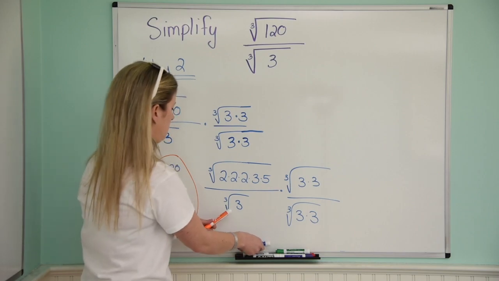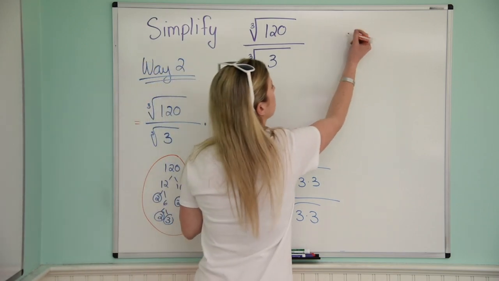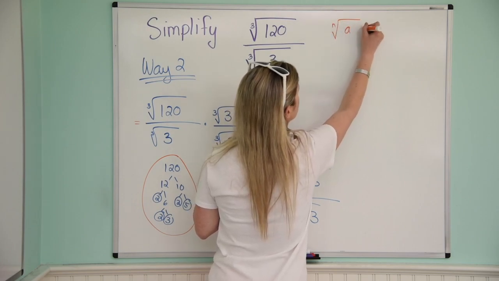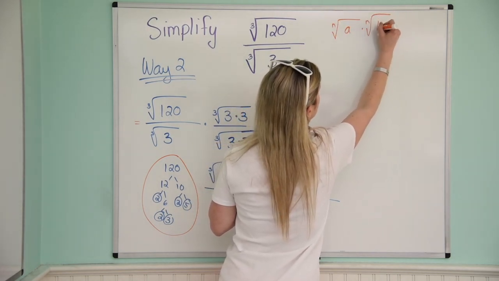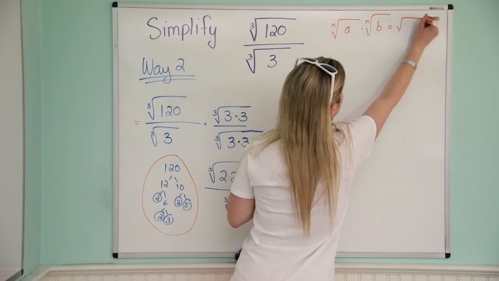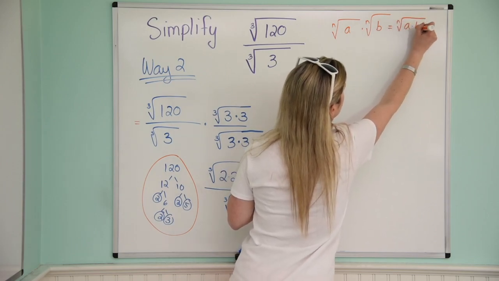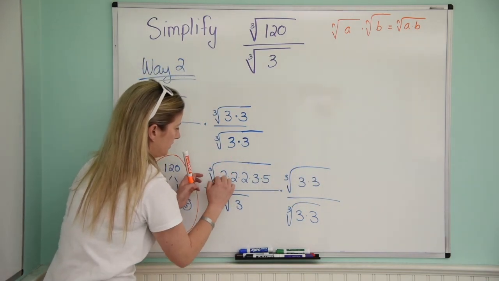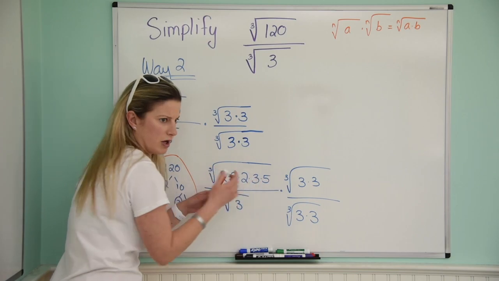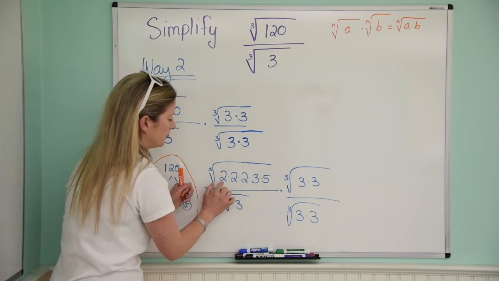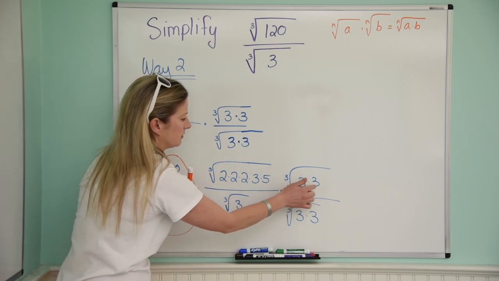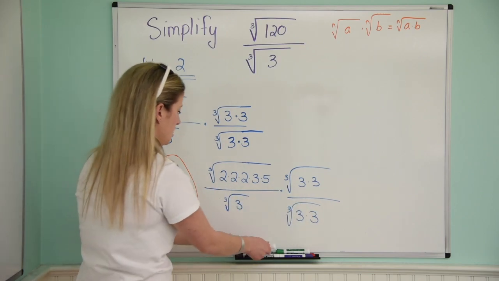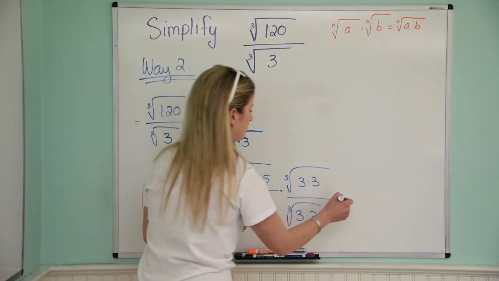I'll do it in orange. That the nth root of A times the nth root of B equals the nth root of A times B, okay? Which means that we can just put all of this under this nice cube root symbol. So the cube root of 2 times 2 times 2 times 3 times 5 times 3 times 3 over the cube root of 3 times 3 times 3, right? We can just combine these. Okay, so I will come up here to do that.